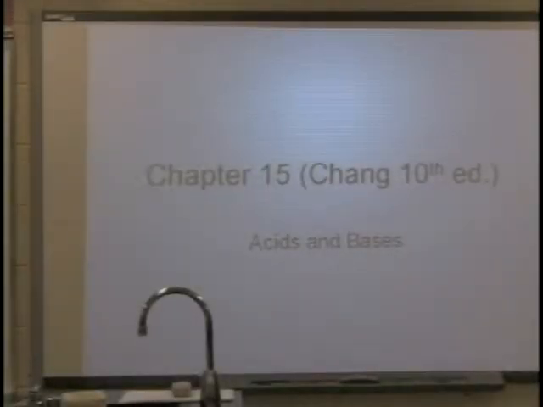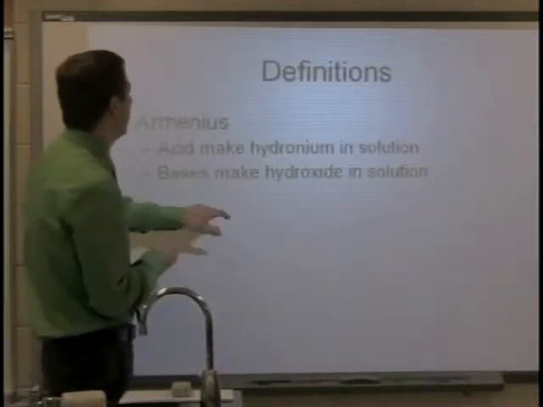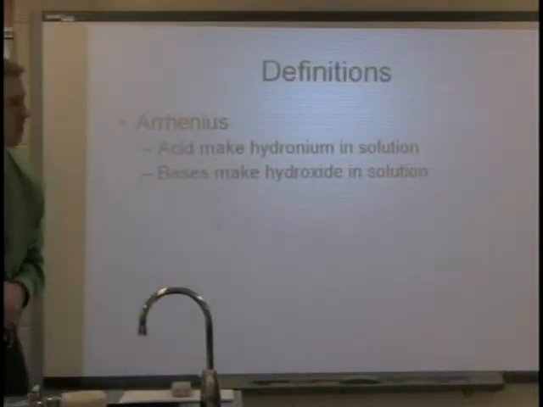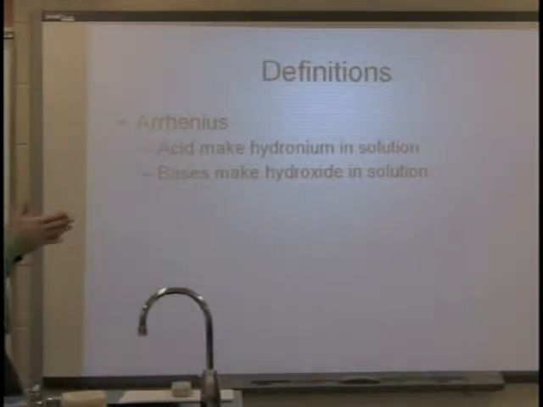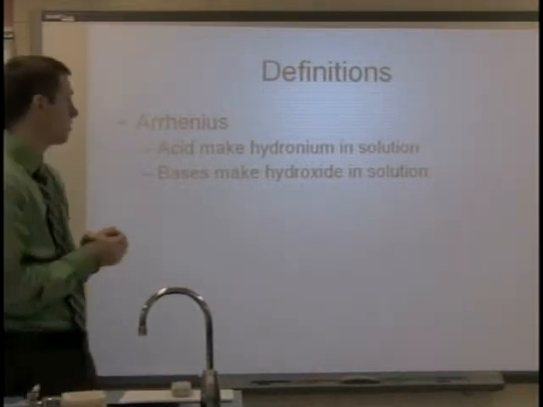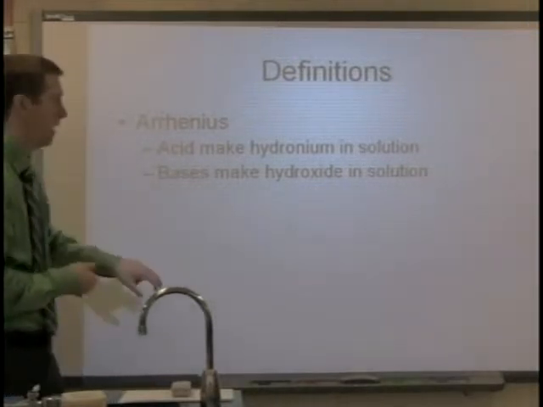This is chapter 15 for AP Chem Review on acids and bases. To begin with, there are several definitions of acids and bases to be aware of. First one's called the Arrhenius definition. Arrhenius definition is that acids make hydronium ions in solution, bases make hydroxide ions in solution.